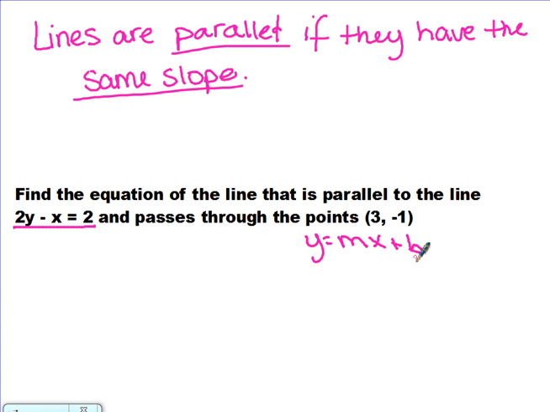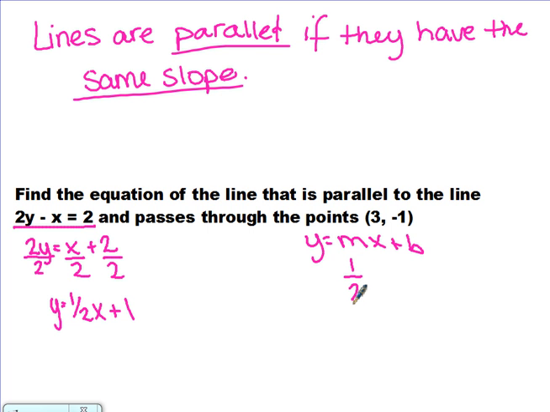All right, so we're going to add x to both sides. 2y equals x plus 2, and then we're going to divide by 2. So y equals 1/2 x plus 1. So the slope of this line is 1/2. So this line is going to be parallel because it's also going to have a slope of 1/2. So in our new line, we know that the slope is going to be 1/2.